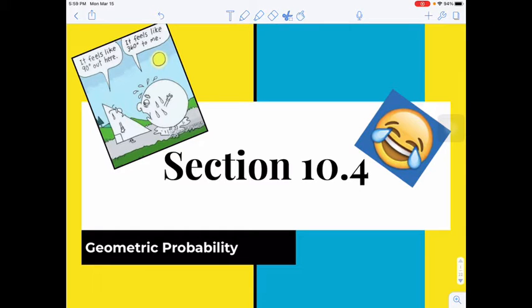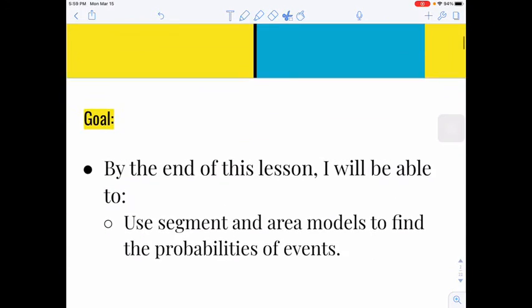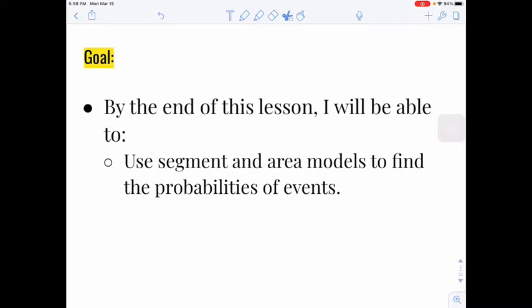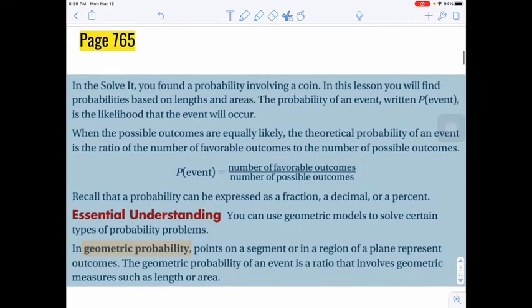Section 10.4 is geometric probability. Our goal is to use segment and area models to find the probabilities of events. On page 765, in the Solve It, you found a probability involving a coin. In this lesson, you will find probabilities based on lengths and areas.